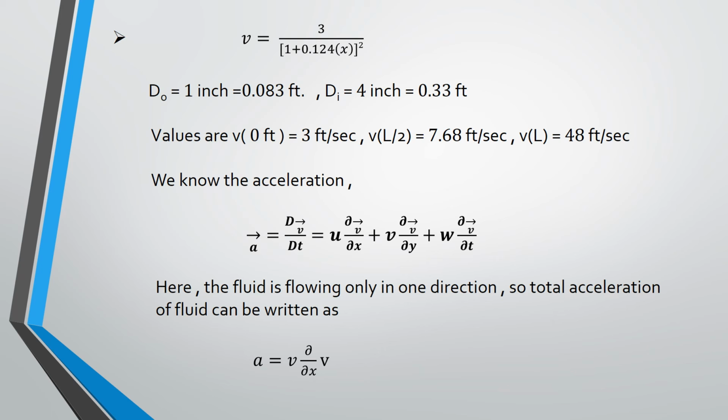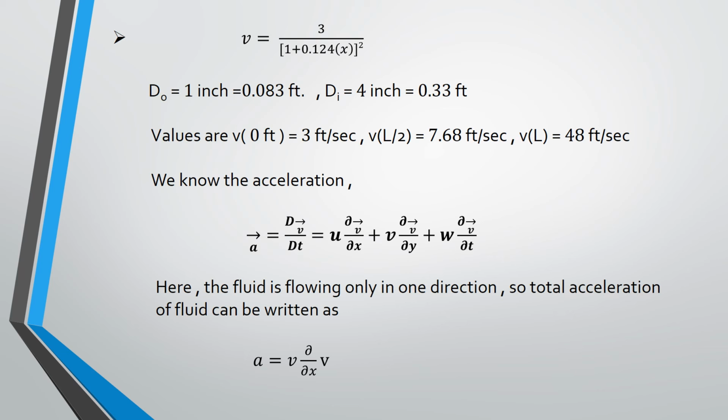By keeping the values of x, we get v at 0 feet equals 3 feet per second, v at L by 2 feet equals 7.68 feet per second and v at L feet equals 48 feet per second, where L equals 6 feet.